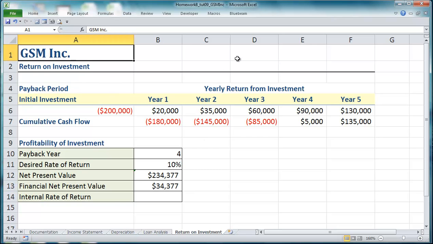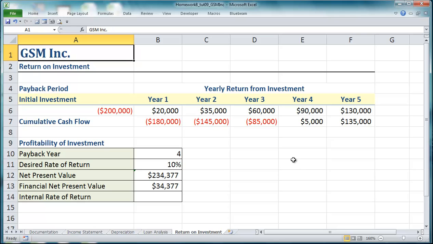We can also calculate the actual rate of return of an investment and compare that to the desired rate of return of the corporation. If our actual internal rate of return of the investment is greater than the desired rate of return, then that's an acceptable investment. If the actual rate of return of the investment is lower than the desired rate of return, then that's an investment that would be losing money for us, and we would reject it.